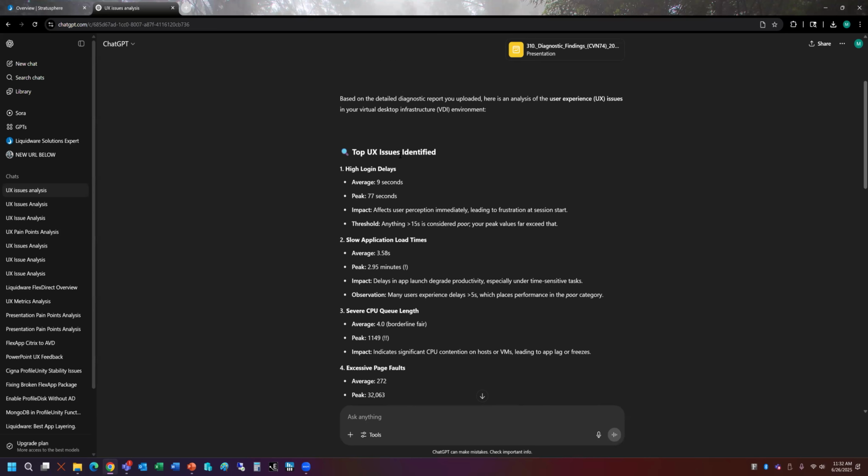So if you do this, if you install Stratosphere in your environment, if you push out Stratosphere agents, which by the way are barely consuming any resources, they consume less than 0.1% of CPU, run it for a week, and then just take that data, run diagnostic findings, and push it into AI, it will do the work for you.